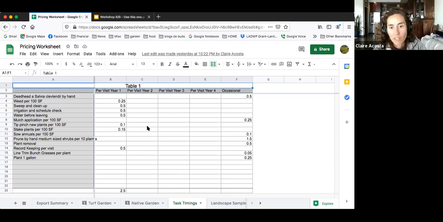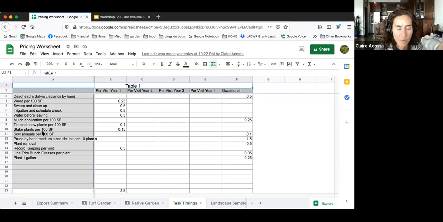Mulch application for 100 square feet, we're saying that's 15 minutes every 100 square feet. So if you're reapplying mulch annually, which you shouldn't have to, but if you had some situation where you were, you could have the hours for that. And then even down to things like tip pinching new plants per 100 square feet. We're saying 0.1 hours, so like 6 minutes per 100 square feet, just tip pinching. So maybe if you have a really large site, that would make sense, if you had, I don't know, 1,000 square feet or something.